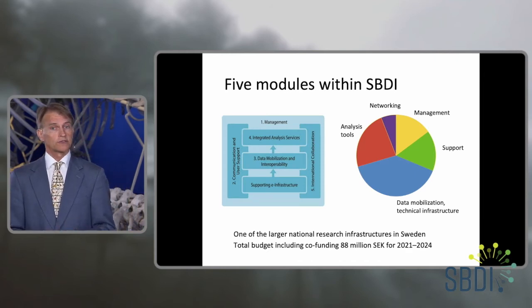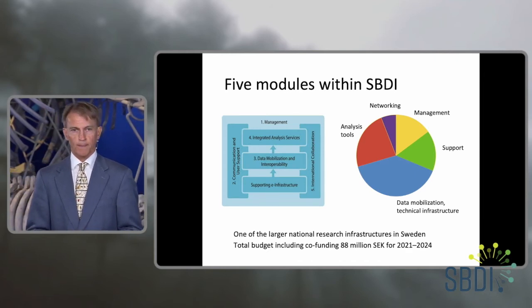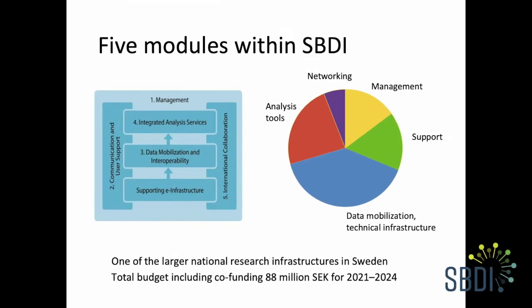There are 5 modules within the infrastructure. You can see how they interact with each other on the left, and to the right you can see how much we spend in terms of resources on each one of these modules. So it's management, it's communication, outreach and user support, it's data mobilization and technical infrastructure, it's analysis tools, and finally it's networking activities. And of course, a lot of what we do actually is national or international collaboration. So in a sense, networking is everything, or almost everything we do.